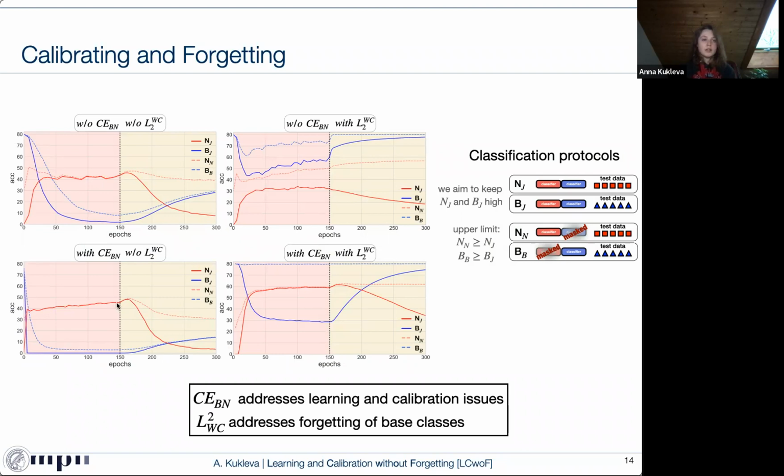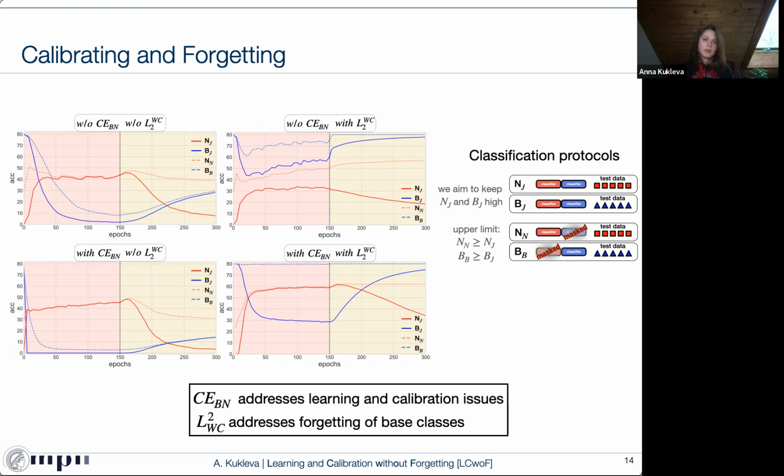It's getting high numbers, but then when we introduce novel classes and base classes together during the third phase, the rate of the drop of the novel classes is very high.